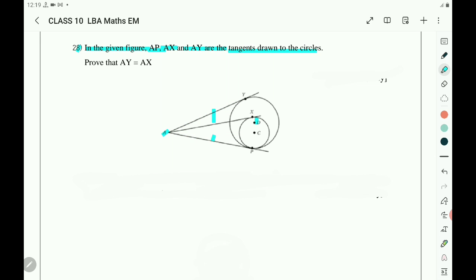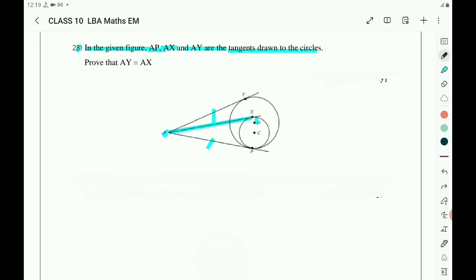AY and AP are the two tangents drawn from the external point A. So they must be equal. Similarly, to the circle with center C, from the external point A, same external point, AX and AP are drawn. They are also equal. Here, to AP, AX and AY are equals. Therefore, you can write AX is equals to AY, as things which are equals to the same thing are equal to one another.